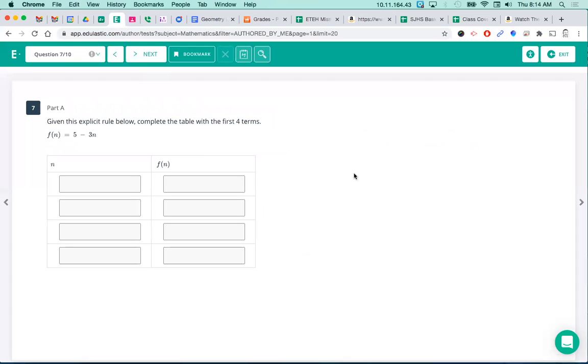Number 7, given this explicit rule, complete the table for the first 4 terms. All right, this one's pretty straightforward. We got n is the term number: 1, 2, 3, 4. Okay. And so you have n is 1, 2, 3, 4. That's the first 4 terms. Again, you could plug 1 in and get your next term. So 5 minus 3 times 1, which would be 5 minus 3.